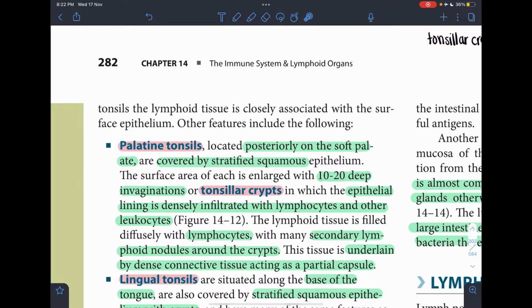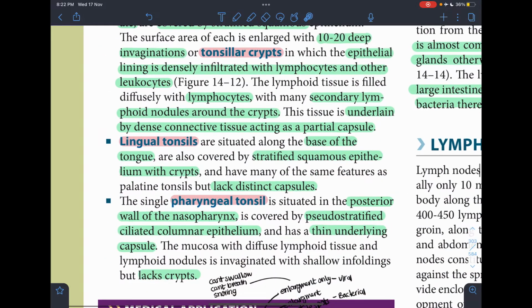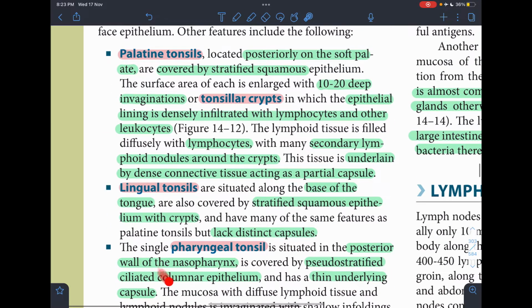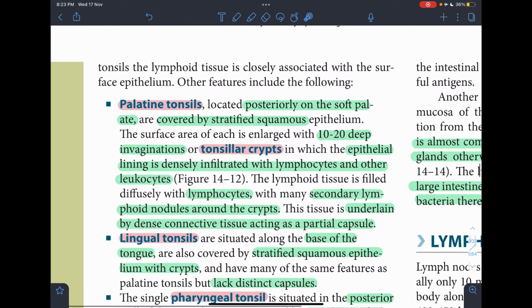So the epithelium is the same as the epithelium of their location. For example, the ones in the respiratory tract have a columnar epithelium, I believe. Yes, a ciliated columnar epithelium. We're going to talk about it in detail now. So the first tonsils we're going to talk about are the palatine tonsils.